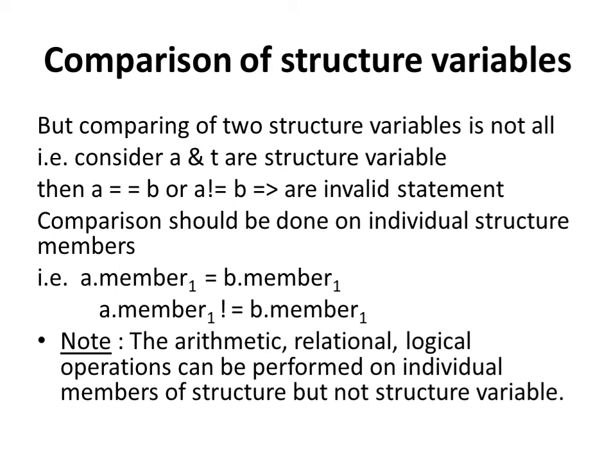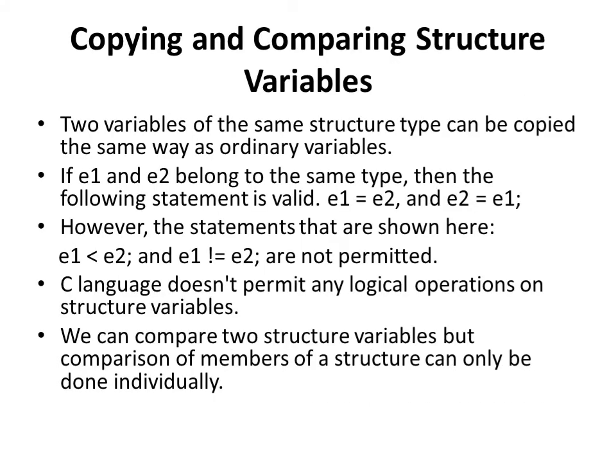This is very important. That means it can be performed on the members, not on the variables. Now I am explaining copying and comparing structure variables. Two variables of the same structure can be copied the same way as ordinary variables, that is by assigning. That means the assignment operator can be used for copying. If e1 and e2 belong to the same type, then the following statements are valid: e1 equals e2 and e2 equals e1. In mathematics we say LHS is equal to RHS and RHS equal to LHS.